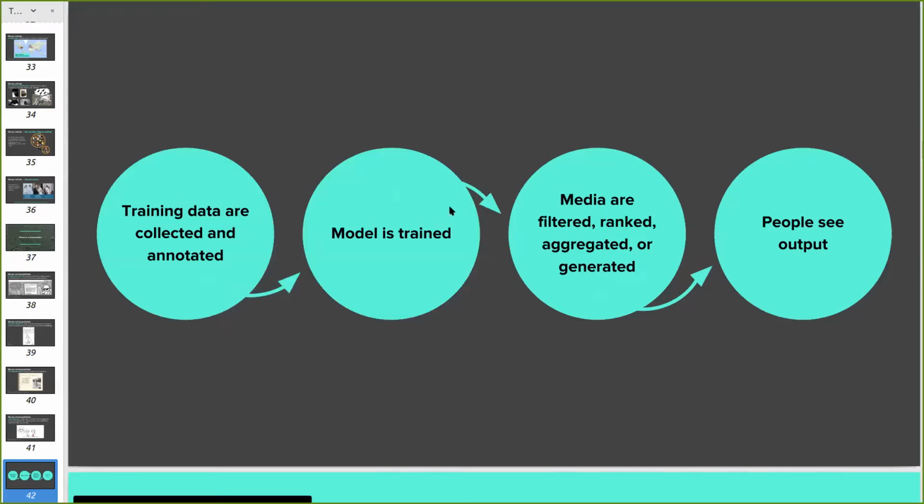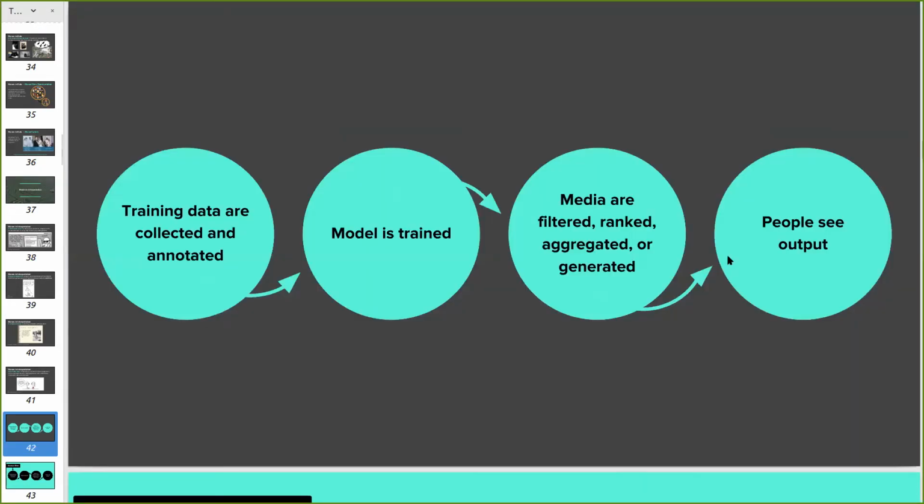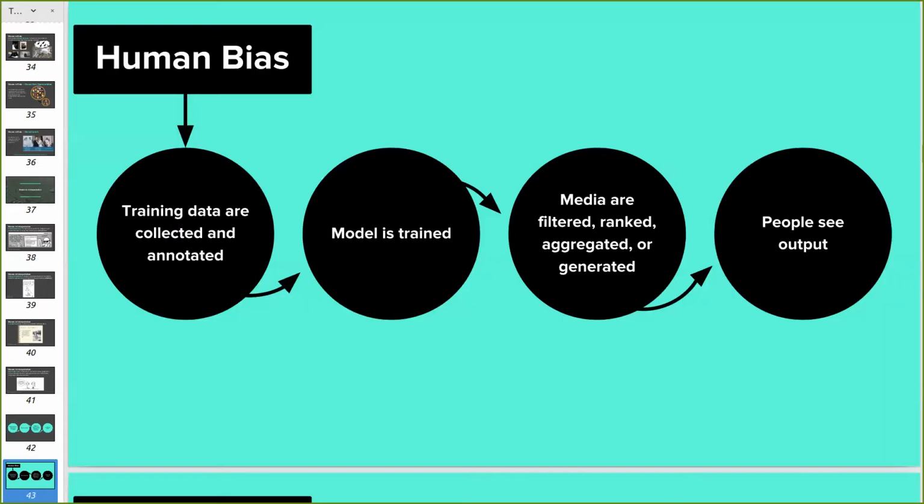The training data, the modeling, and then some aggregation, and then the final output. Now, where all can we possibly have bias? Is it just in the training data phase? Let's see. So we can have human bias in training data and annotation phase.